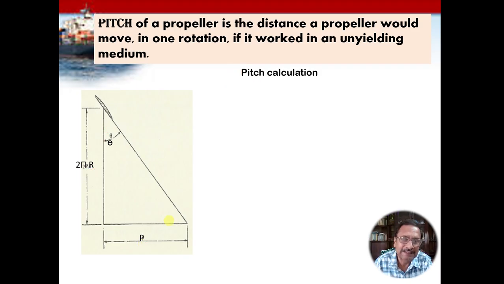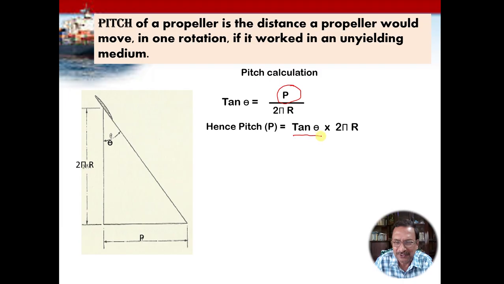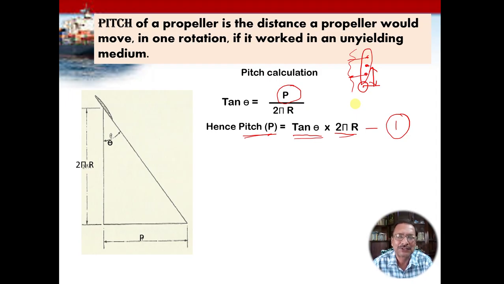So from this triangle, we can say that tan theta is equal to the perpendicular by the base, where P is the pitch. So we can say that the pitch of a propeller is tan of the pitch angle into 2 pi r. This is formula number one for this chapter, for calculating the pitch at any point r distant from the center of the propeller. Similarly, we calculate the pitch at different points and then take an average of all that pitch, and that would give us the pitch of a propeller.